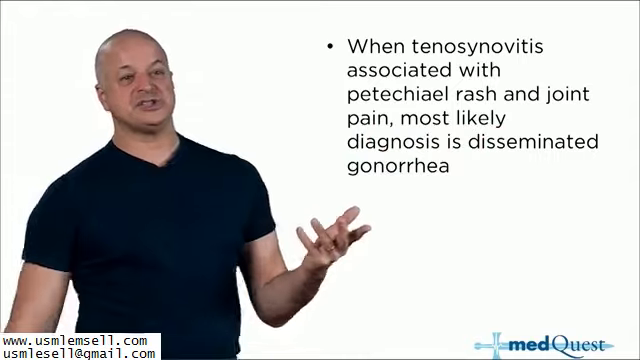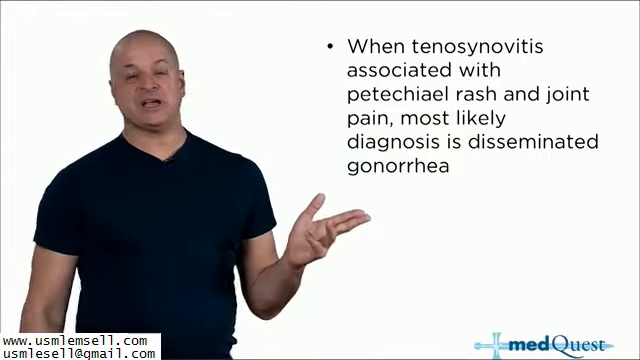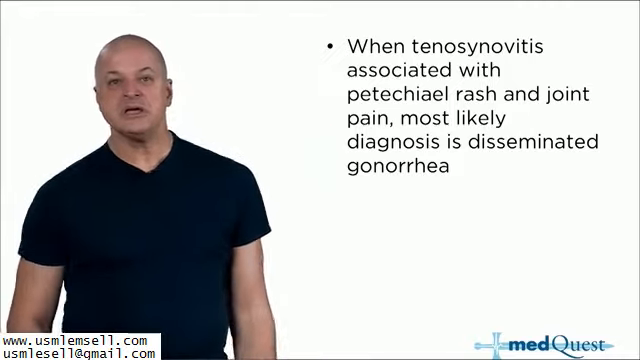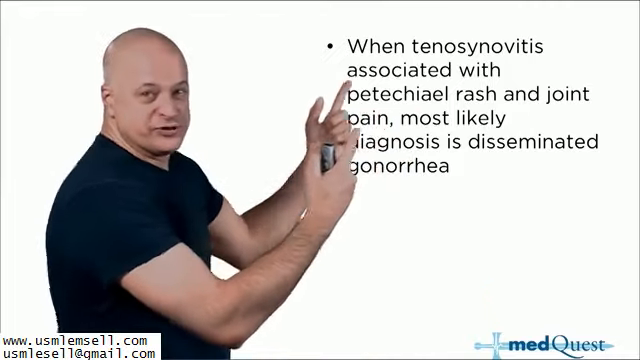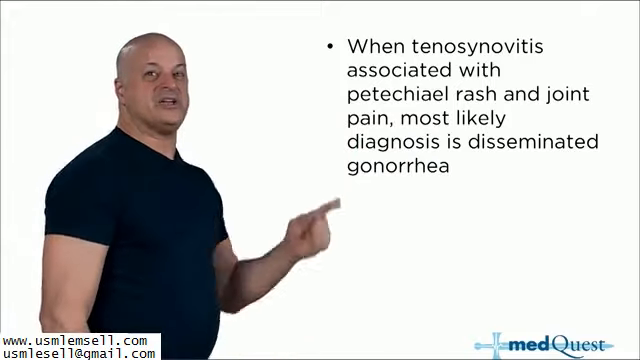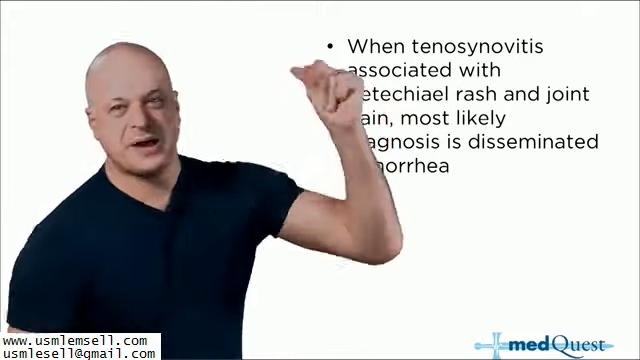And the reason why this is really important is that disseminated gonorrhea, first of all, doesn't grow in blood culture but 10% of the time. Second, it doesn't even grow in the joint fluid culture half the time. So in order to diagnose disseminated gonorrhea, you need tenosynovitis, petechial rash, polyarticular.